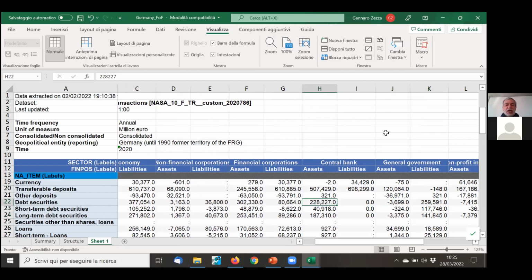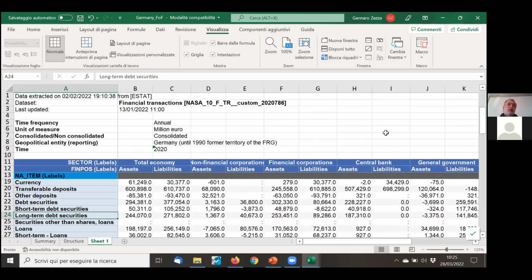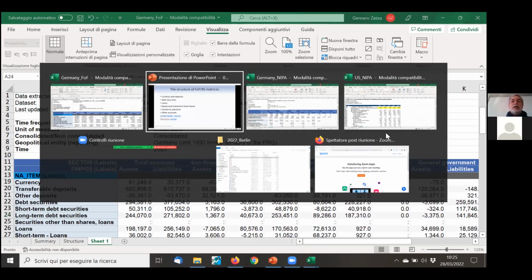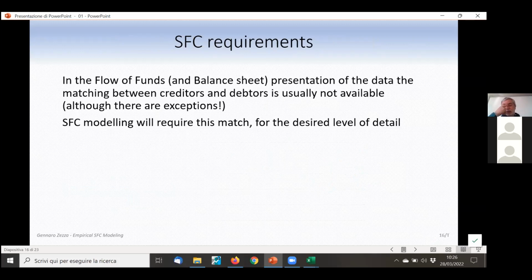But as you can see, it's not so straightforward to understand how we want to model this. So we'll have to discuss this later when we start modeling the country I have chosen. Now, again, this is the discrepancy I was discussing a few minutes ago between the net lending from the NIPA side and from the flow of funds side. And it's not negligible for the United States and other countries, but it is zero for Germany.